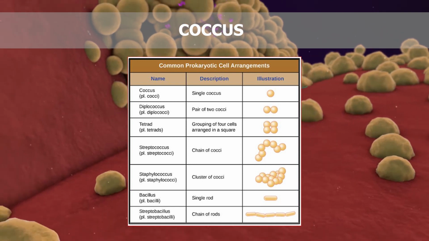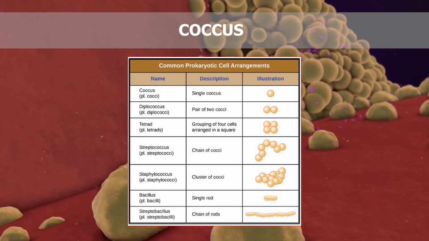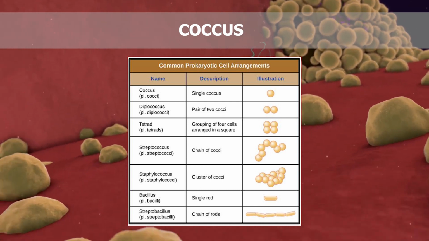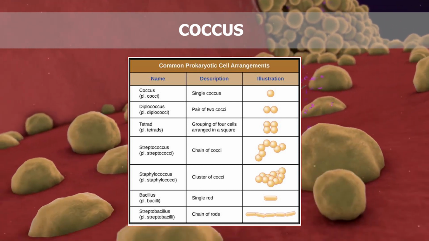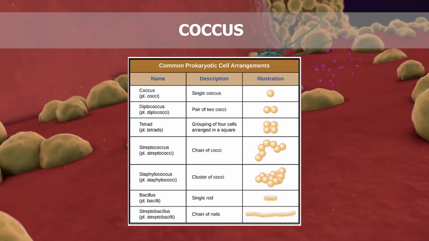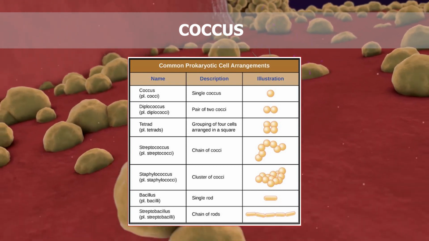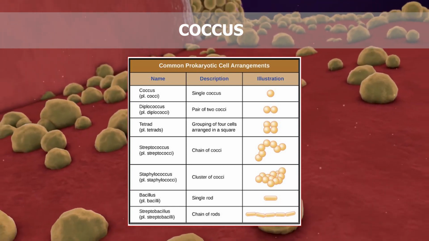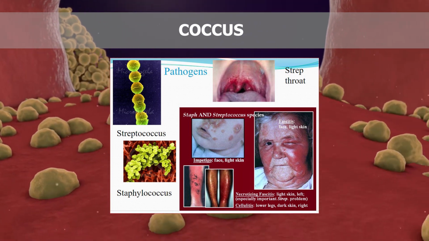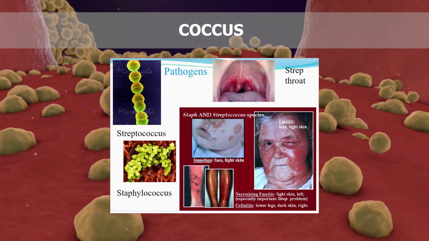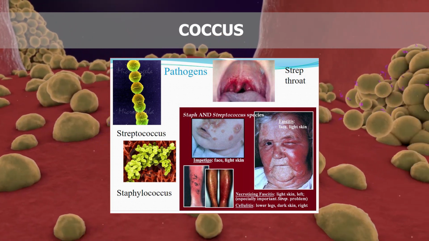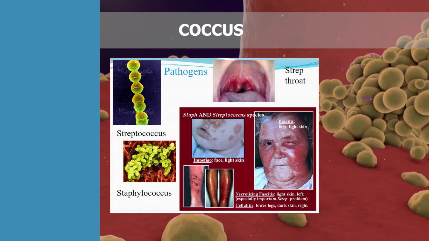One-cell coccus is coccus, two-cell arrangement is diplococcus, four-cell arrangement is tetrad, eight-cell arrangement is sarcina, straight chain arrangement is streptococcus, and grape-like arrangement in a group is called staphylococcus. This picture also shows streptococcus and staphylococcus, and also the diseases which can be caused by these bacterial pathogens.